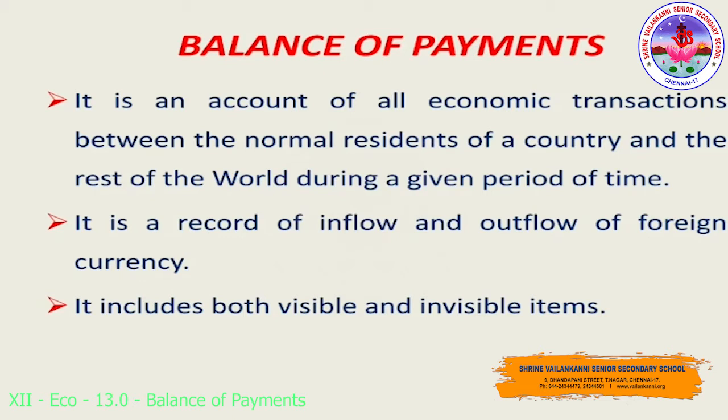Visible items include all types of physical goods which are exported and imported. These are called visible items, as they are made of some matter or material and can be seen, touched and measured. So, the movement of such items is open and can be verified by the customs officials.